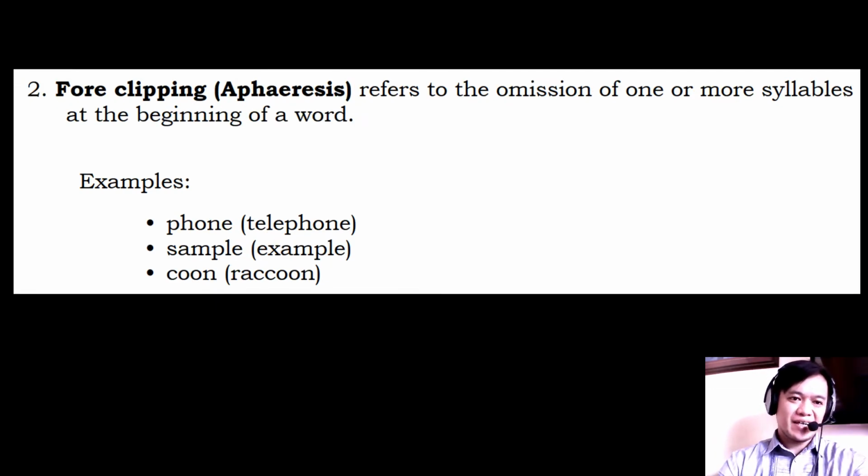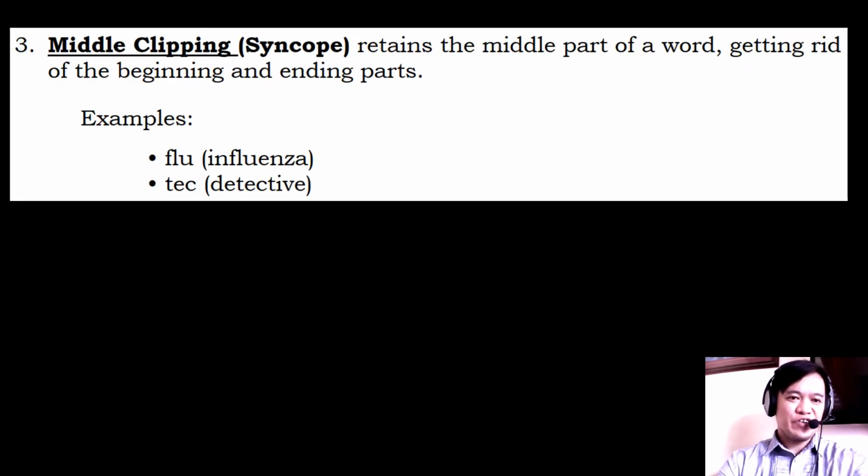And for the second type, we have fore clipping. This refers to the omission of one or more syllables at the beginning of a word. Examples: phone, that is telephone; sample, that is example; coon, raccoon. And for number 3, we have the middle clipping. It retains the middle part of a word, getting rid of the beginning and ending parts. Examples: flu, that is influenza; tec, that is detective.